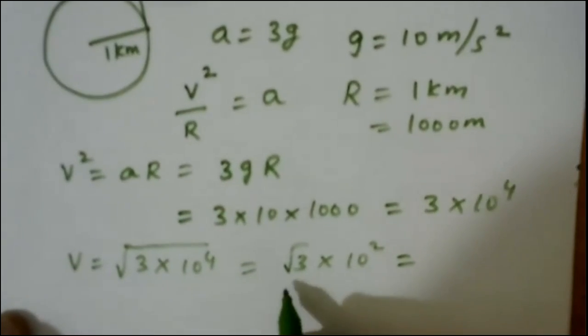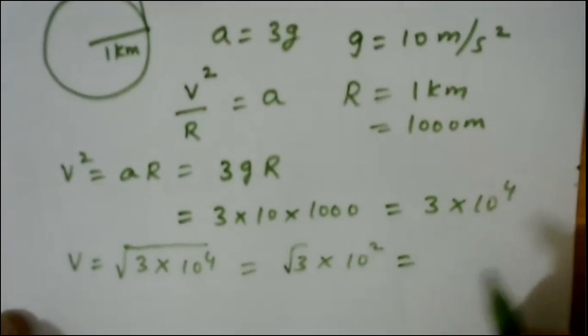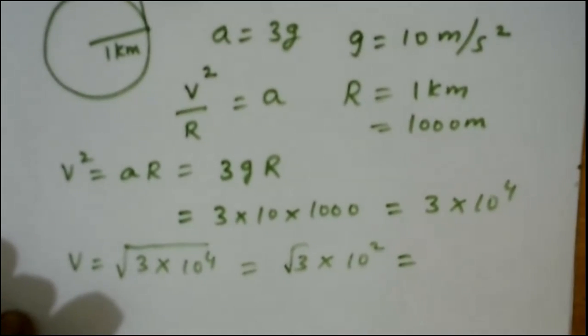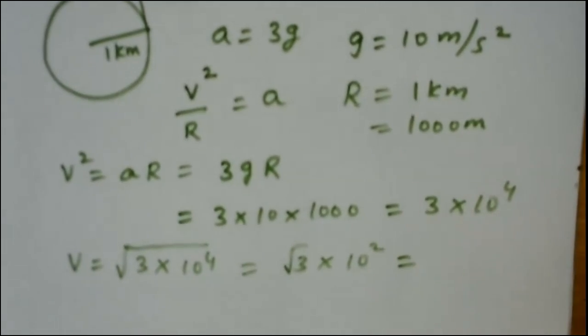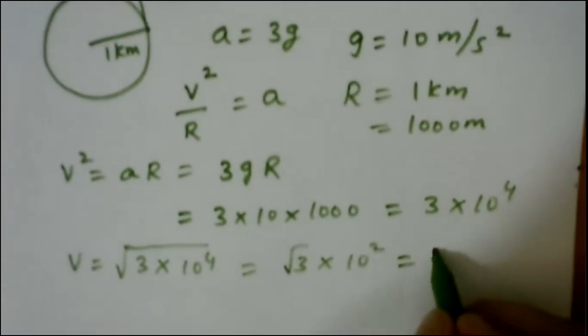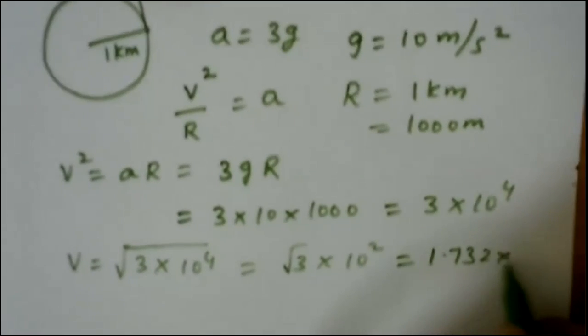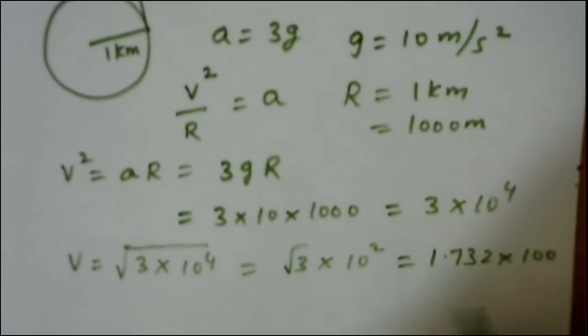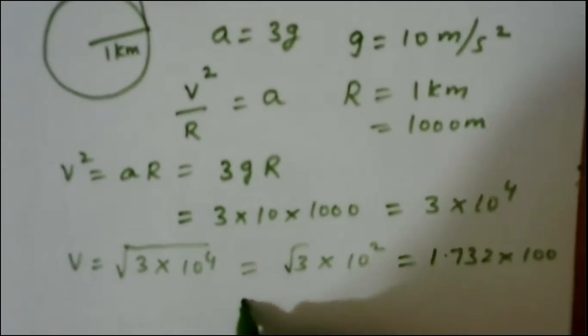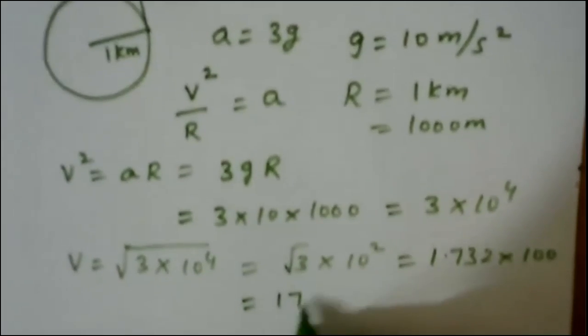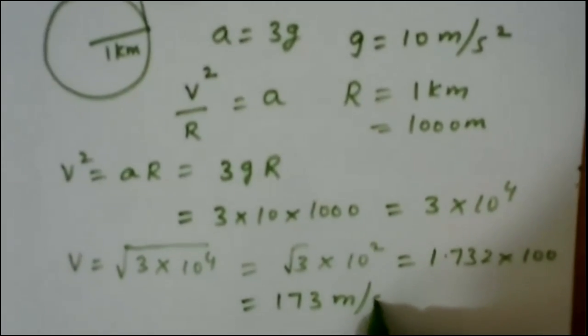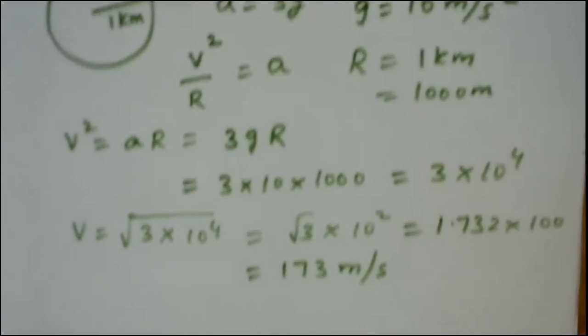What is the value of root 3? 1.732. Oops, my pen has a problem. Just a minute. Okay, get a better pen. Okay, so root 3 has a value equal to 1.732 into 10 square, which is 100. And thus I can now write this as something like 173 meters per second, right? So 173 meters per second.